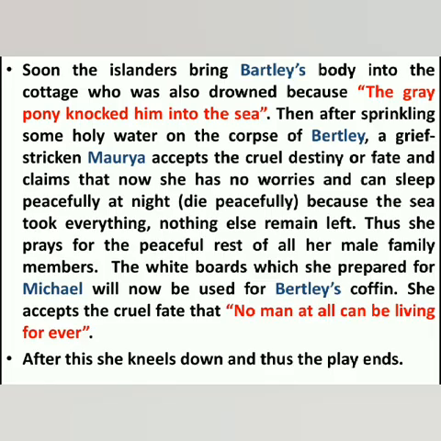It means that she can die peacefully because the sea took away all the male family members of Moria's family and nothing else remained. And thus she prays for the peaceful rest of all the male family members. And then the white boards, which she had prepared for Michael's coffin, she's thinking that the white boards will now be used for Bartley's coffin. And thus Moria accepts the cruel fate, or we can say the eternal truth, which is that no man at all can live forever. After this, she kneels down and thus the play ends.